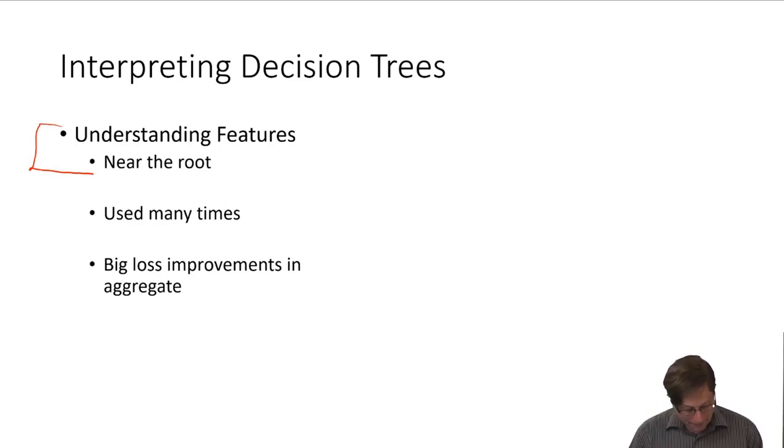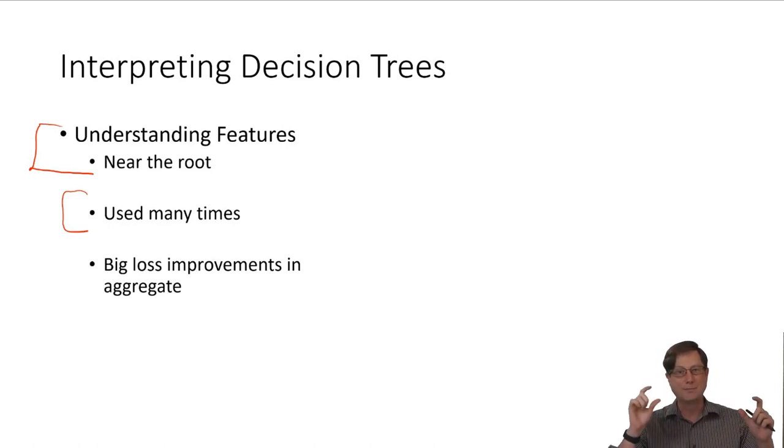Another similar thing is that variables that get used a lot are somehow interesting. If there's a particular numeric feature that gets split a whole bunch of times, or a particular categorical feature that gets split not near the root, but everywhere, towards the leaves, used many, many times, that's interesting. You can learn something about that feature, or maybe I should really explore that feature and see what's going on. And maybe I could tweak the feature engineering I did there to make it a little bit clearer.